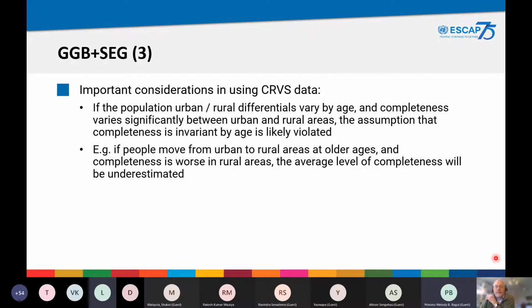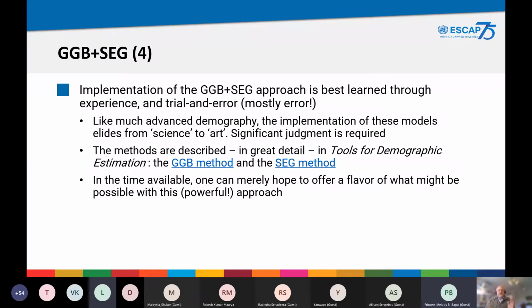So the implementation of this GGB plus SEG approach, unfortunately, is best learned through experience and trial and error. And certainly in my learning, mostly through making mistakes rather than endlessly getting it right. Like much of advanced demography, and these methods really do fall into the category of advanced demography, the implementation of these methods really does start to slide quite dramatically from being a science into being an art, in the sense that significant judgment is required to be able to apply these methods.